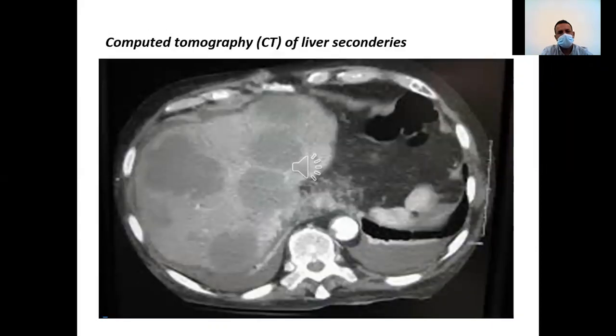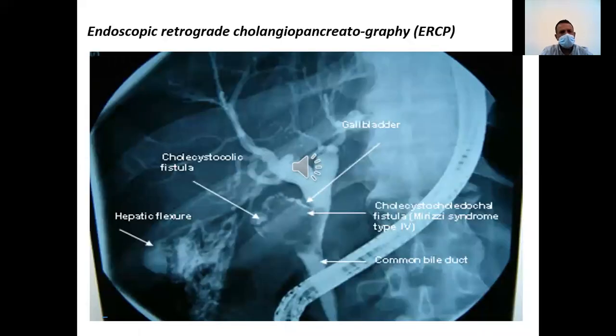This picture shows the CT scan of the liver with multiple secondaries in the liver. This picture shows ERCP, Endoscopic Retrograde Cholangiopancreatography. This shows the OGD injecting the dye inside the biliary system through the ampulla of Vater, and then showing there is a large tumor or fistula between the biliary system and gallbladder.